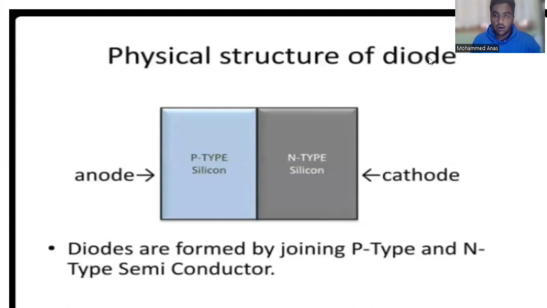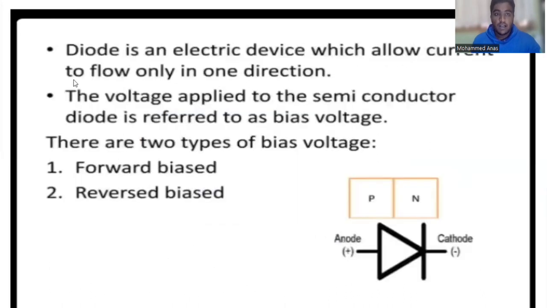The physical structure of a diode. This is the physical structure of a diode. A P-type silicon and an N-type silicon. The P-type silicon is the anode, and the N-type silicon is the cathode. Diodes are formed by joining P-type and N-type semiconductors. A diode is an electric device which allows current to flow only in one direction.